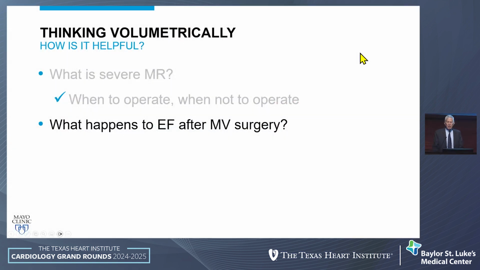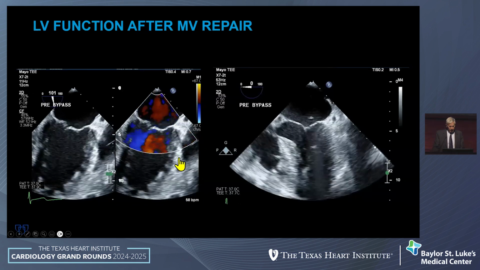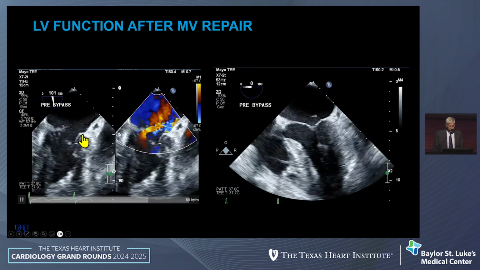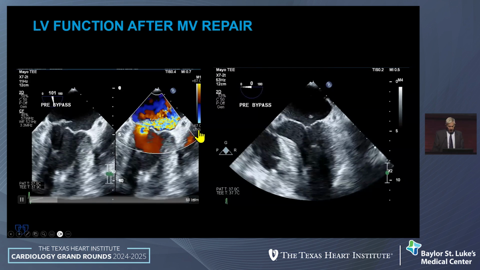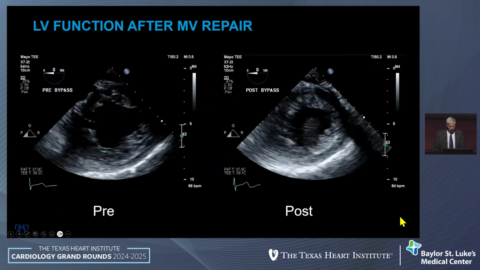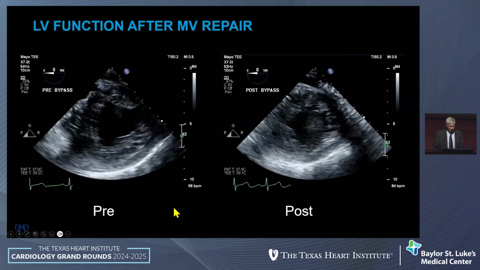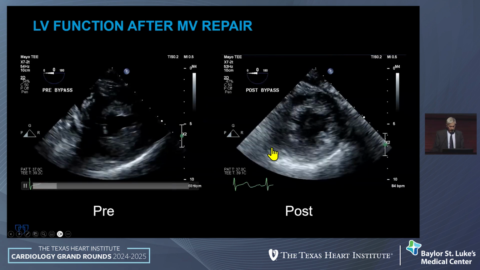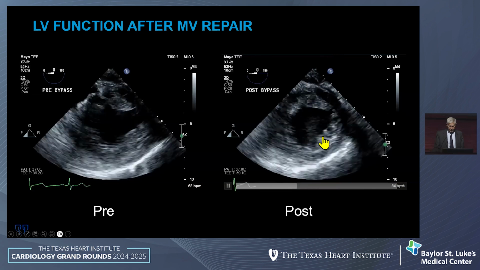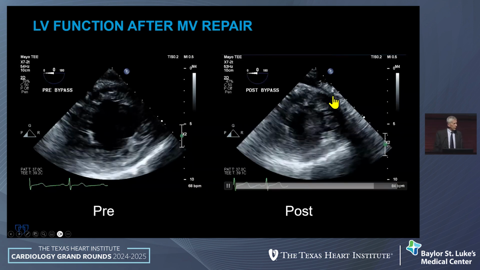Now, thinking volumetrically helps you in other ways. It helps you understand what happens to the ejection fraction after mitral valve surgery. Here's a patient who has severe leaflet prolapse, severe regurgitation, and we do a mitral valve repair. This is his pre-bypass short axis. The post-bypass ventricle doesn't look quite as whippy, doesn't empty quite as completely.